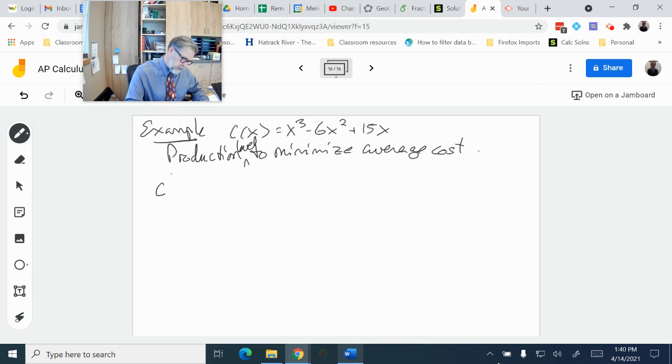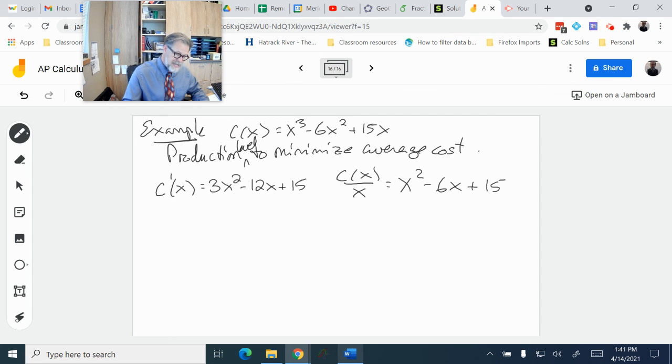So, first of all, we need to know the marginal cost. Well, we know that's 3x squared minus 12x plus 15. The average cost, C of X divided by X, is, and I'm going to do a straight up simplification, X squared minus 6X plus 15. And I need to set those equal to each other. 3X squared minus 12X plus 15 equals X squared minus 6X plus 15. Doing a little combining, we get 2x squared minus 6x equals 0.